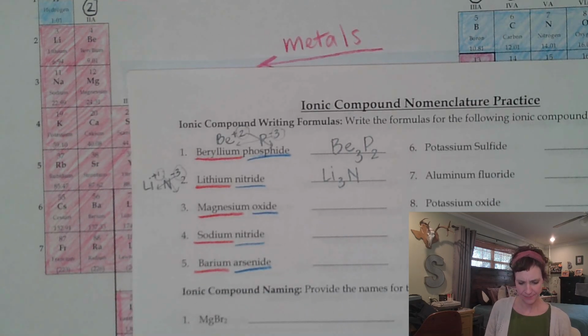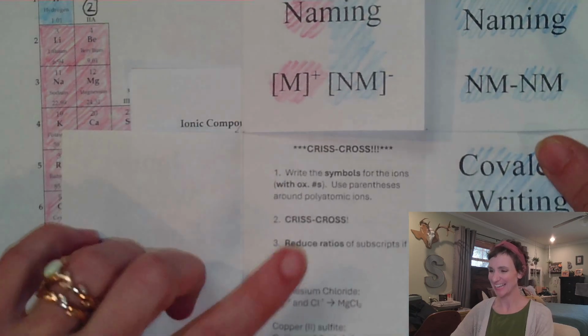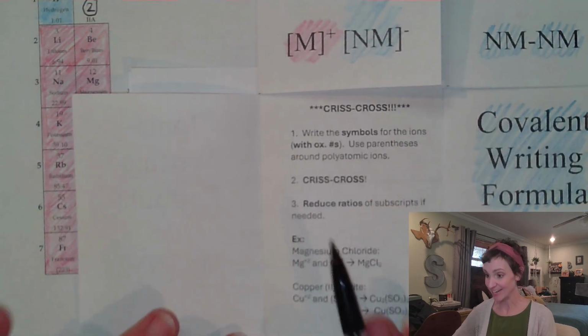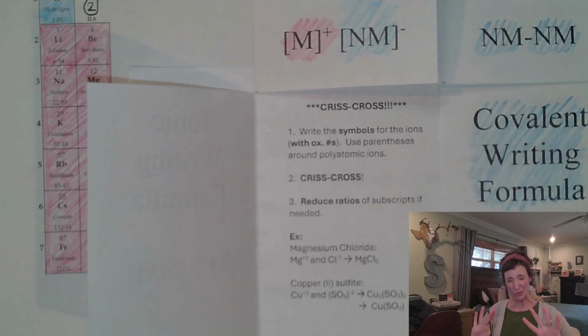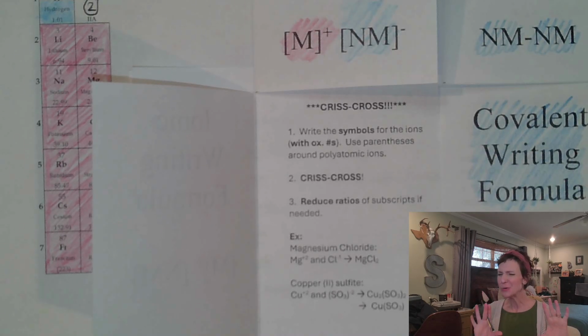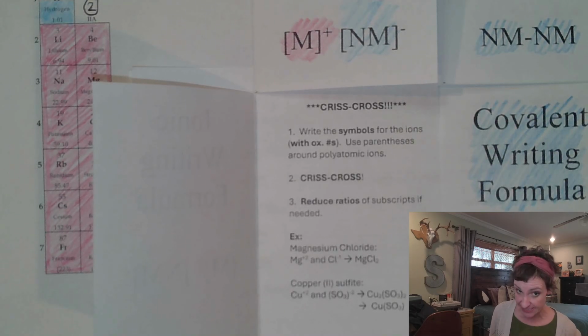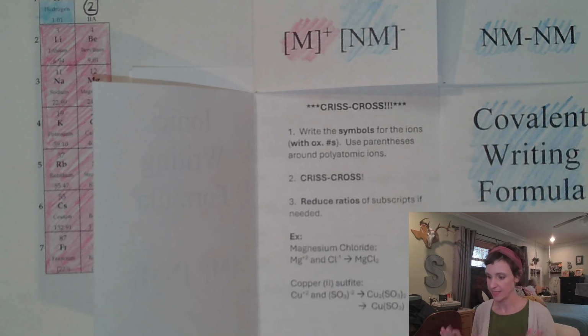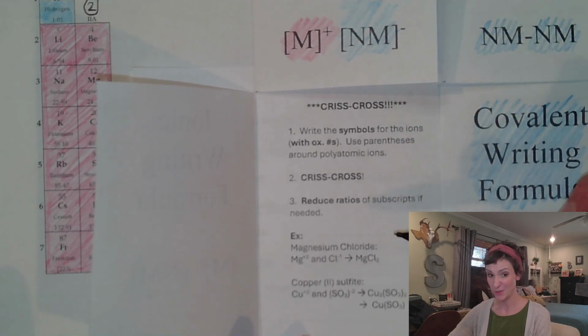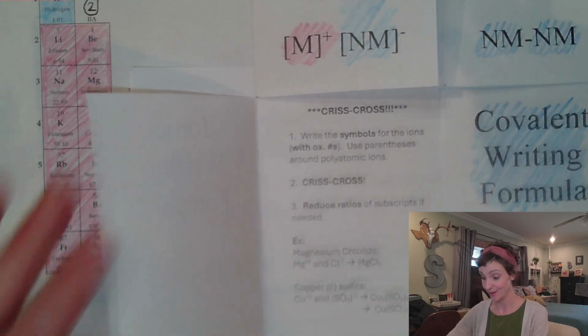Ooh, I didn't talk about the very last rule. Sorry, we haven't needed it yet. But here's the case where if the ratios or the subscripts that you have created drop down, if you can reduce them, you will reduce them if needed. When we get to an example like that, then we will break that down a little bit further. But that's all it is for writing ionic formulas. Okay, you guys. So here we go.